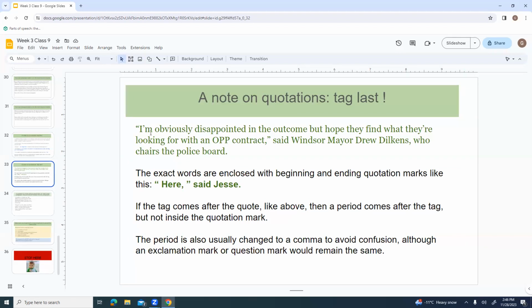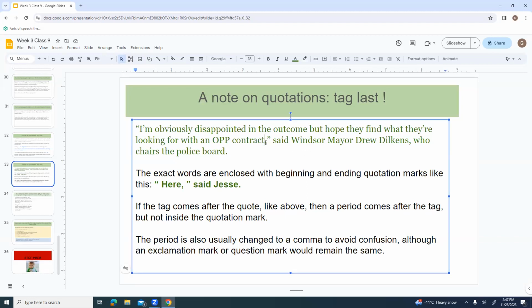So here they put the quotes around the words and then they put the tag, and then they explained who he is. Why does the mayor care? Well, he cares because he's on the police board and it would have created a lot of money for Windsor, right? The exact words are enclosed with beginning and ending quotation marks, just like before. And if the tag comes after the quote, then the period comes at the end of the tag. We don't put the period in here, okay? The period becomes a comma to show that the sentence is still continuing.